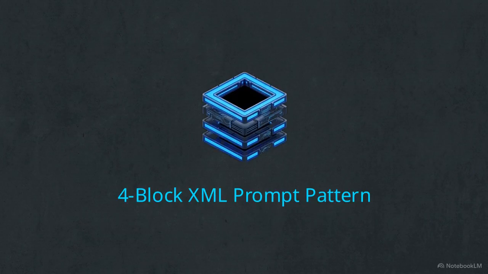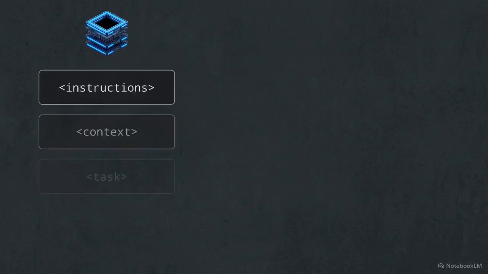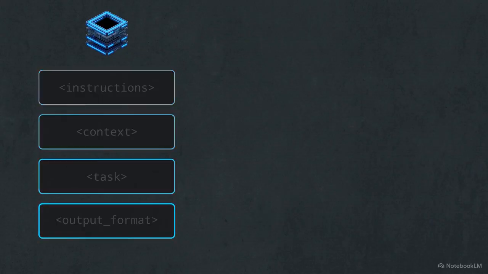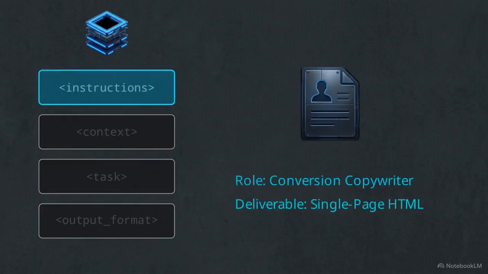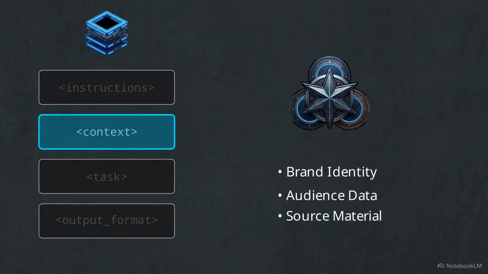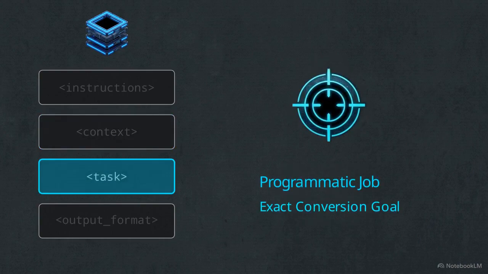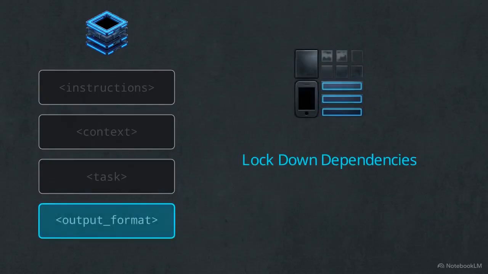This 4-block XML prompt pattern establishes those boundaries. It utilizes native training on structured data to create a rigid logical pipeline. The instructions block assigns the precise role and deliverable, like a conversion copywriter producing a single-page HTML file. The context block establishes the brand identity, audience data, and any source material the model must reference. The task block defines the exact programmatic job required, focusing on the specific conversion goal.